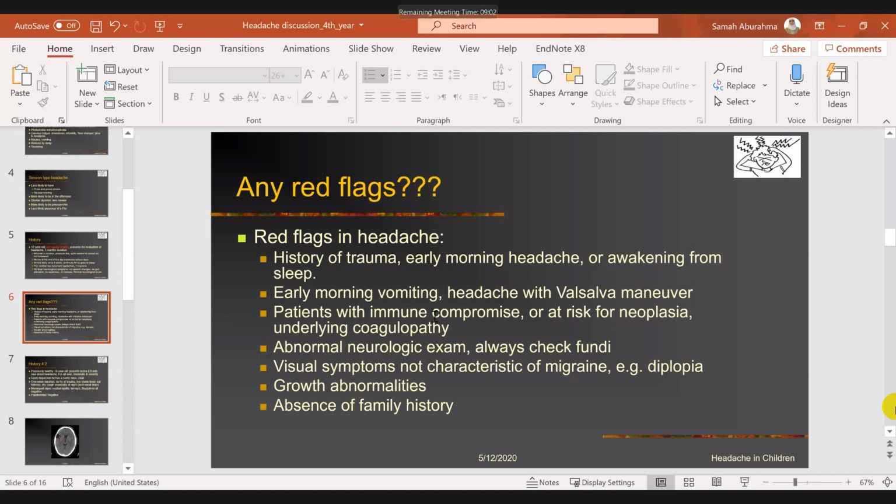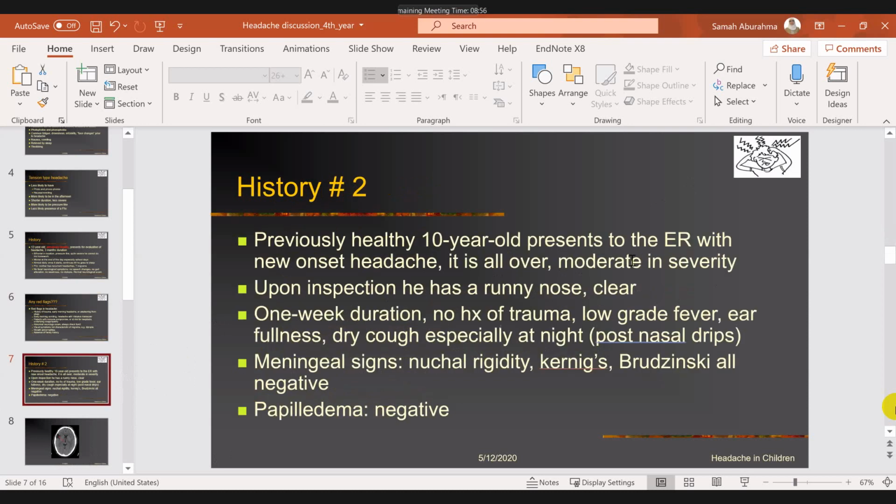Okay, let's look at this history. This is a 10-year-old, new onset headache. It's all over, moderate in severity. He has a runny nose. It's 1 week duration. There's no history of trauma. He also has a low-grade fever. He complains of ear fullness, a dry cough, especially at night. Meningeal signs are negative, which are nuchal rigidity, Kernig's, and Brudzinski. You know the meningeal signs, right?